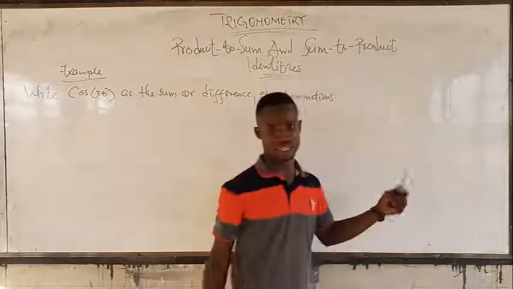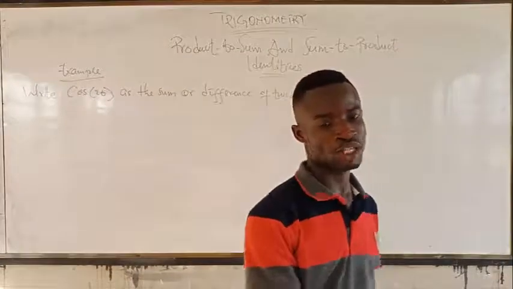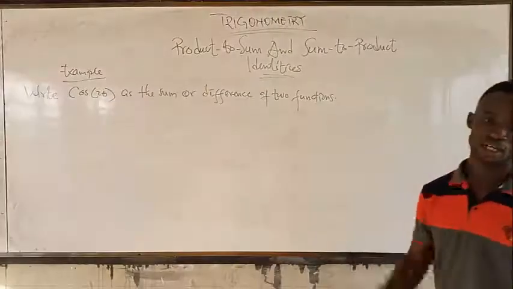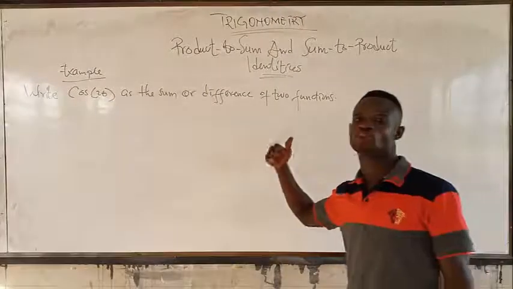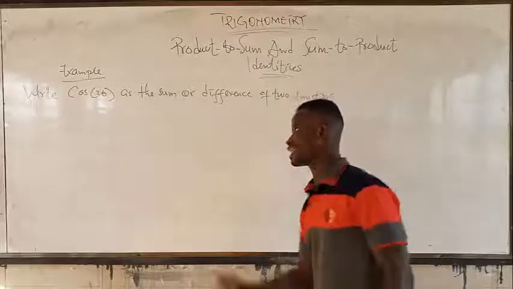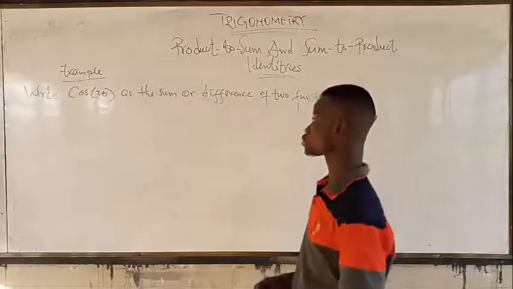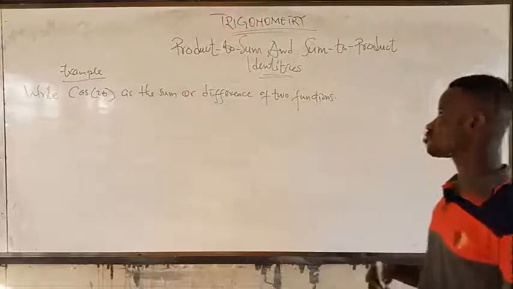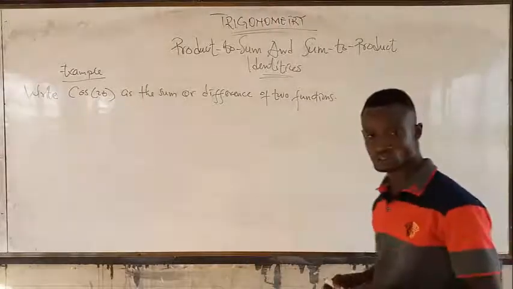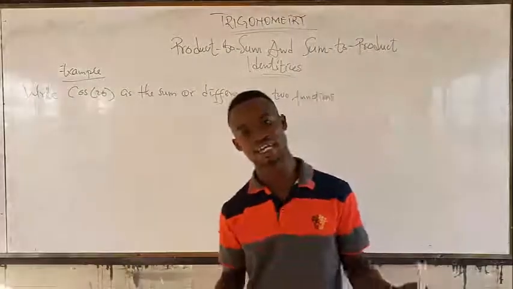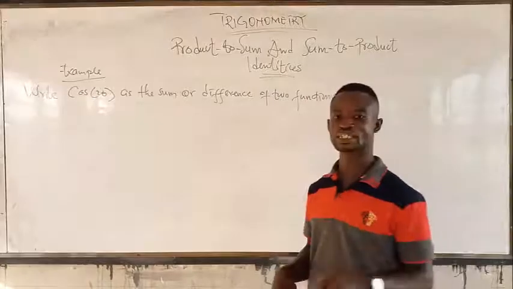So what we have just derived is product to sum. So let's look at how to use a product to sum identity to solve a question. Very good. So we have to write cos 2 theta sine theta as the sum or difference of 2 functions. Now, here we are going to use the identity for cos A and sin B.